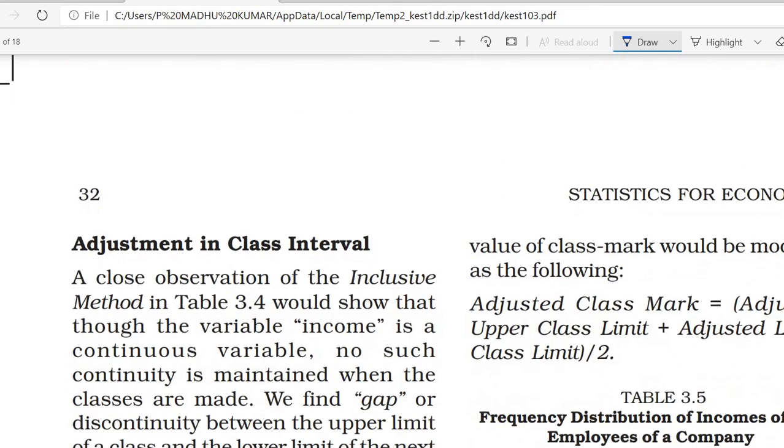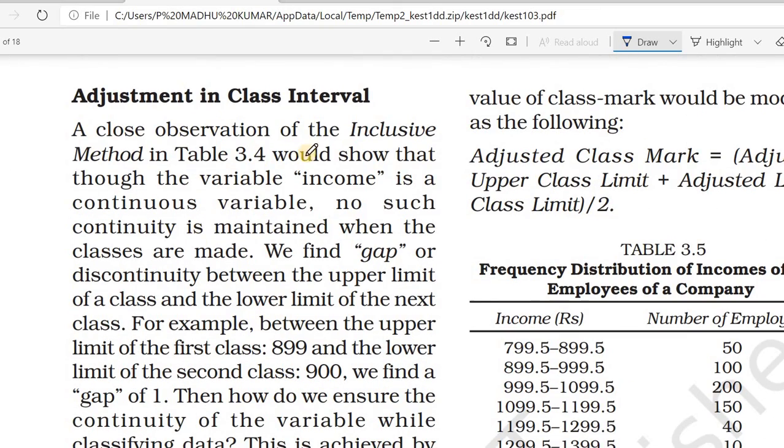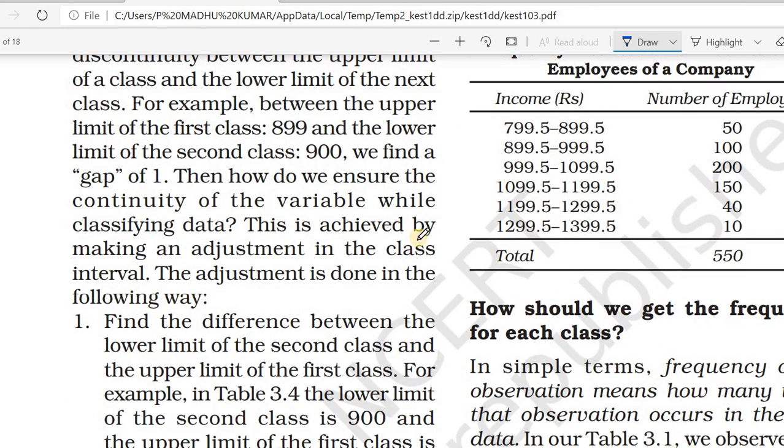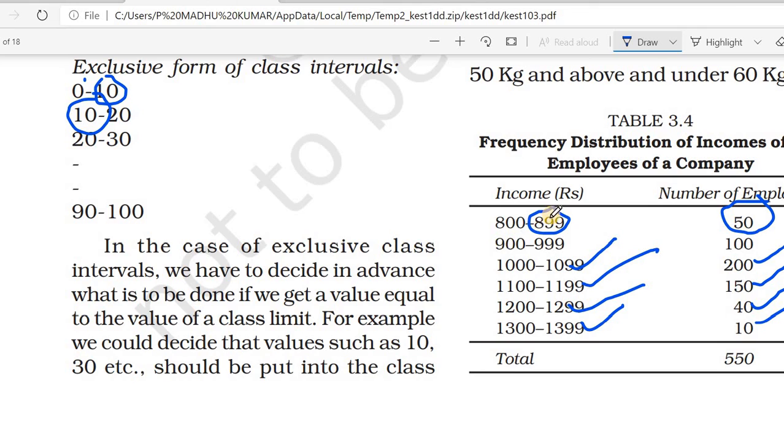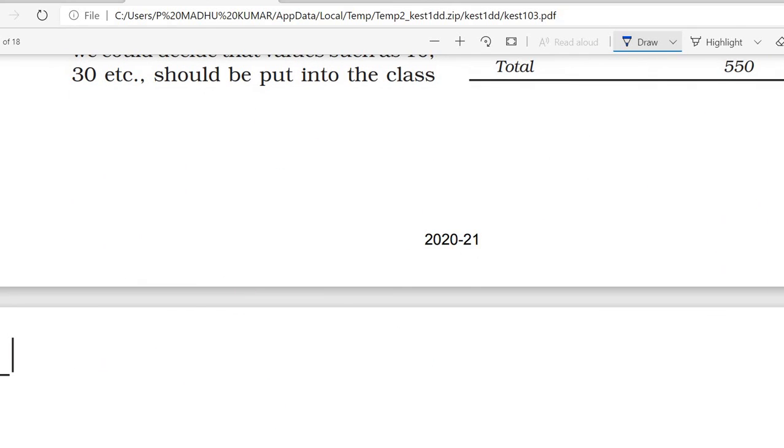Okay, that one is the inclusive and exclusive class. Now we can study about adjustment in class interval. Suppose class is like this, inclusive and exclusive, like these classes are there, then how can we adjust the value the same? Okay, we need to bring the same values in this upper limit and lower limit. How we can do that one we can study in next class.